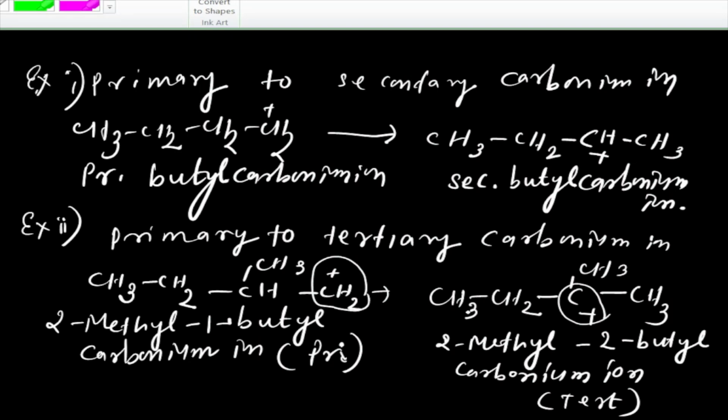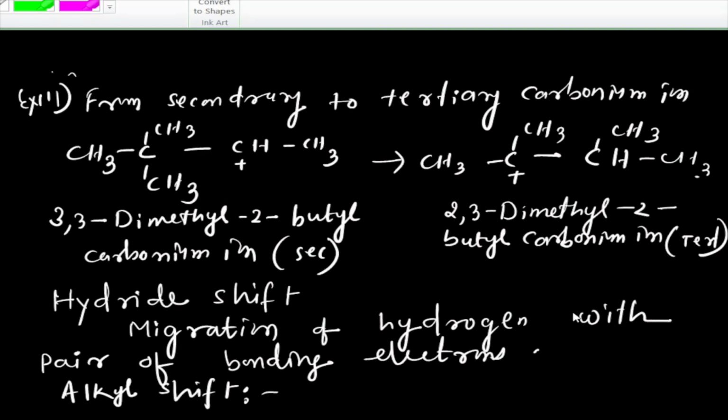Similarly, what happened here? It changes to tertiary. Primary changes to tertiary. Then what happened? This is called 1 and 2. This is 3. This is 4. So it is 2 methyl, 2 butyl, and at 2 position there is a plus charge, 2 butyl carbonium ion. That means there is no H at the place of the carbonium ion. This is tertiary. So this is a third example, secondary to tertiary.